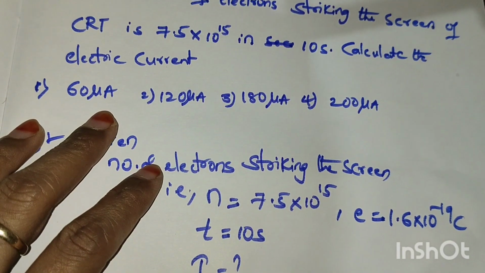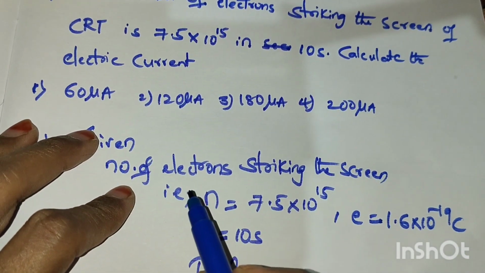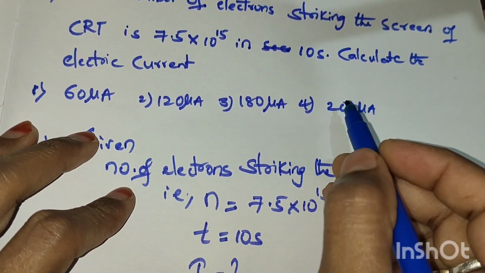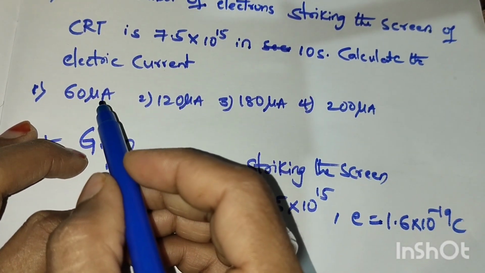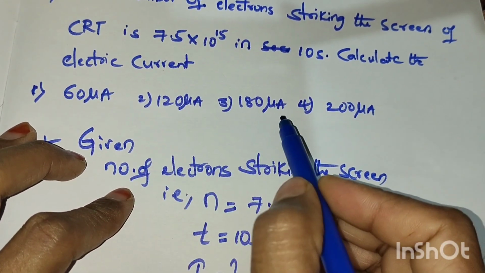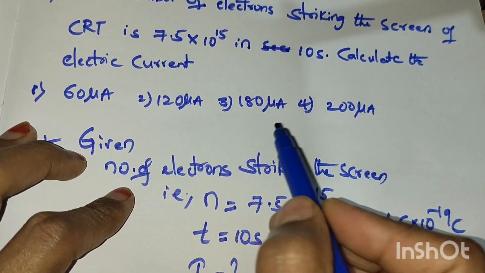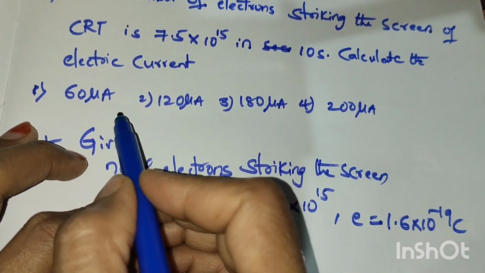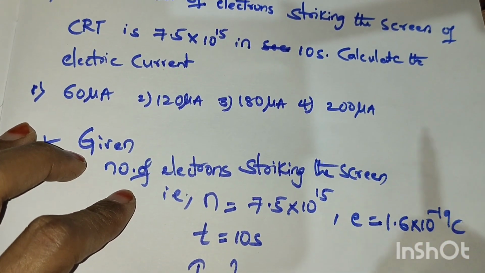But in the options they have given the units in terms of microampere. They did not give the units in ampere. You can check the answer: there is no option with the unit ampere. They have given the options in the form of microamperes, so you should convert the amperes into microamperes.